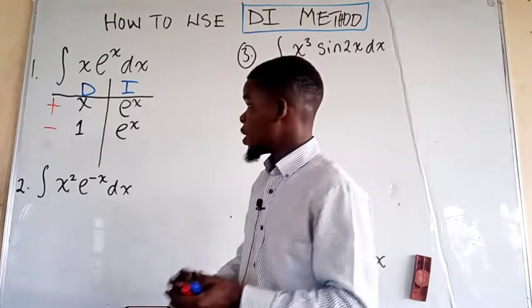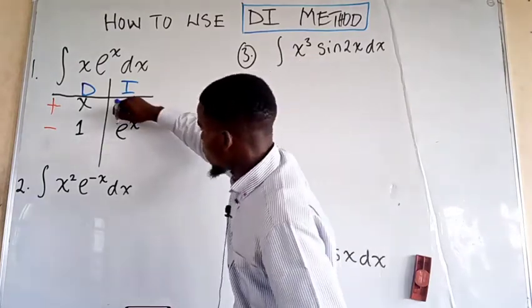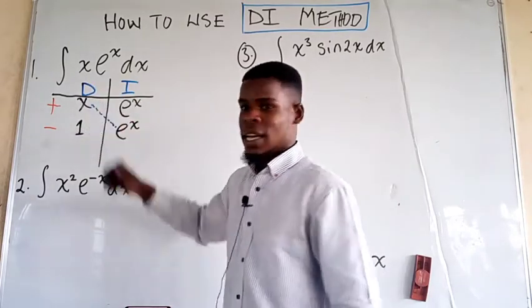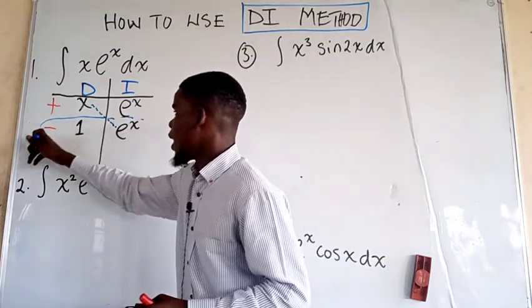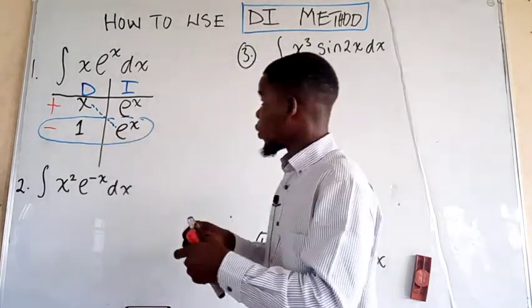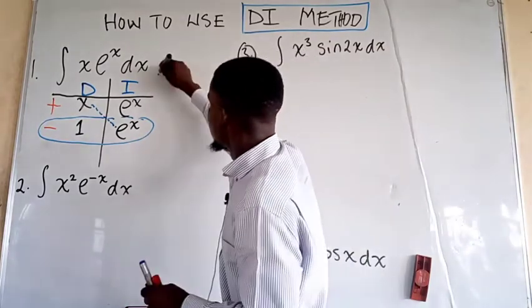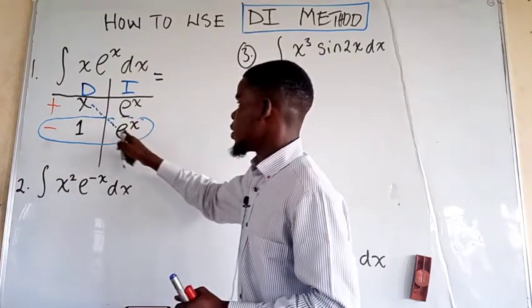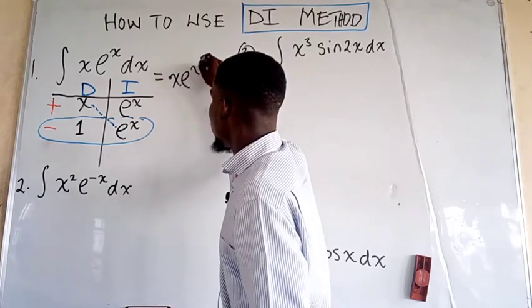When you are done differentiating and integrating, what you need to do is to go ahead and multiply the diagonals. Multiply this with this. Then, also multiply this one out. So we are going to have that this is going to be equal to the product of the diagonals, x times e to the power of x. So we just put it down: x times e to the power of x.